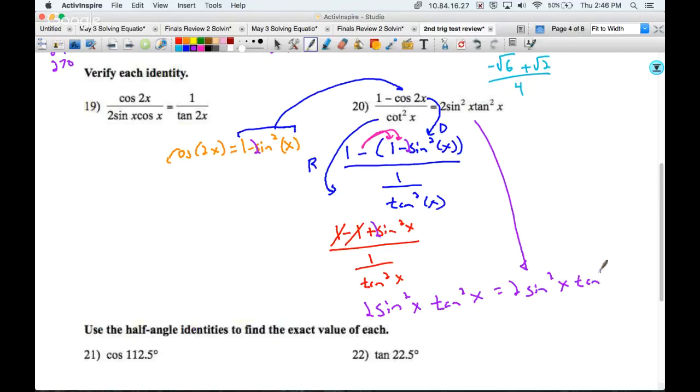Exactly. Don't expect a lot of double angle stuff on the test. I just want you guys to have some exposure to it. So this one has been verified. I used a double angle and a reciprocal identity, and then just canceled, copied out, flopped, and was able to make it work out.